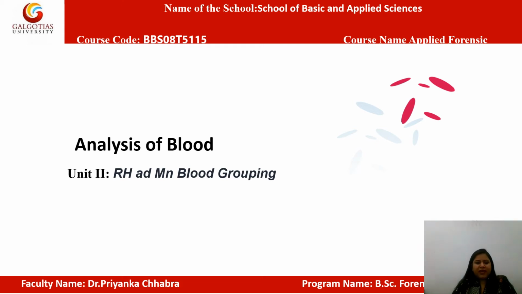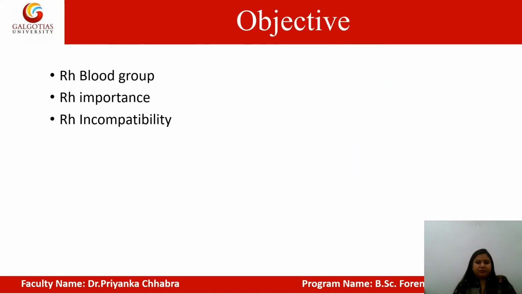Our topic is analysis of blood. In this, we will discuss the Rh and MN blood grouping system. Previously, we discussed the ABO blood group system. The objectives of the presentation are the Rh blood group, the importance of the Rh blood group, and what Rh incompatibility is.